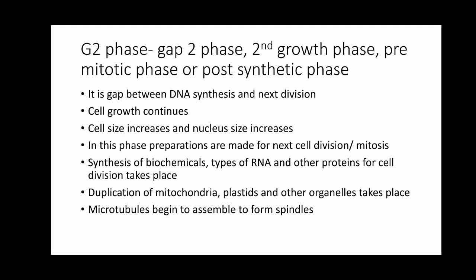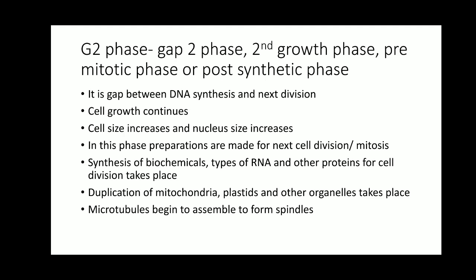As well as that, in the G2 phase, the different types of biochemicals and the different types of RNA such as mRNA, rRNA, tRNA and other proteins that are required for the cell division are synthesized in the G2 phase.